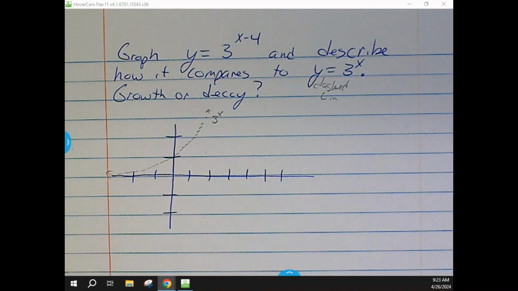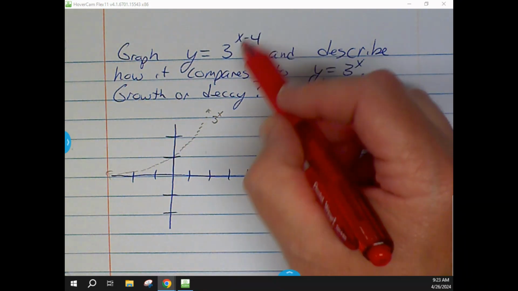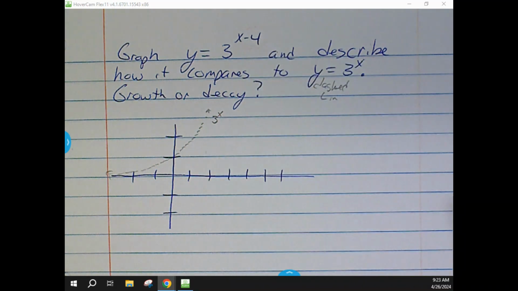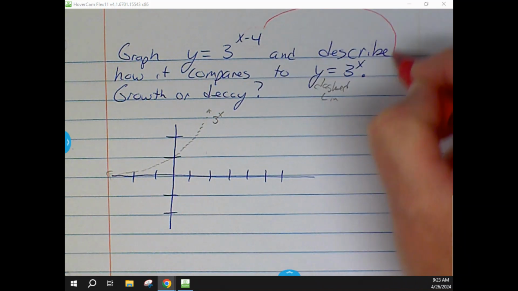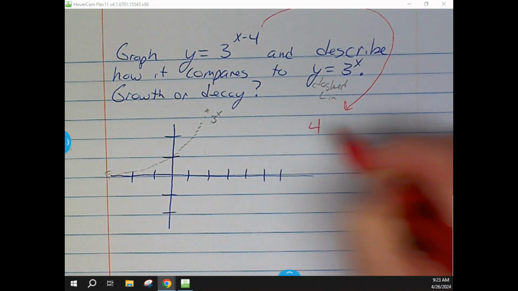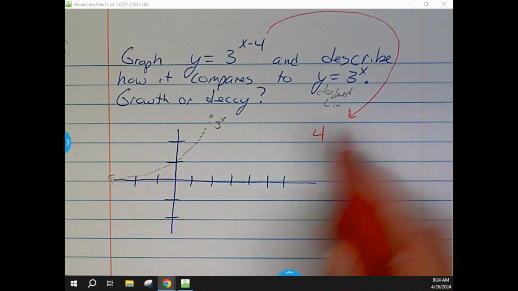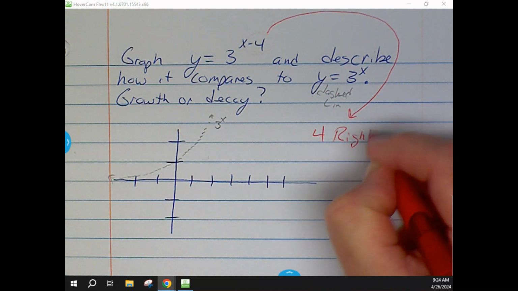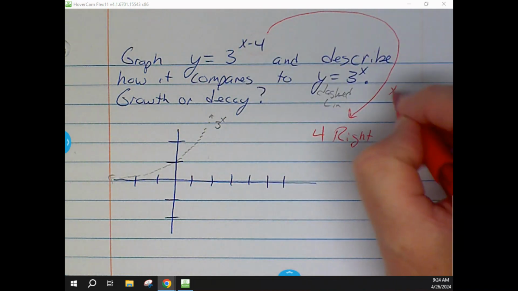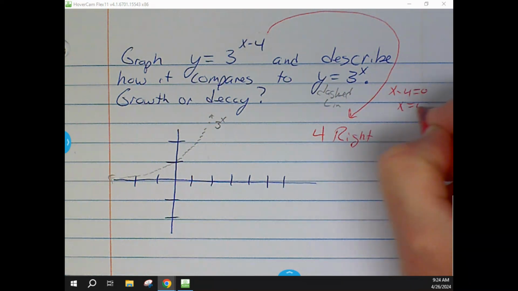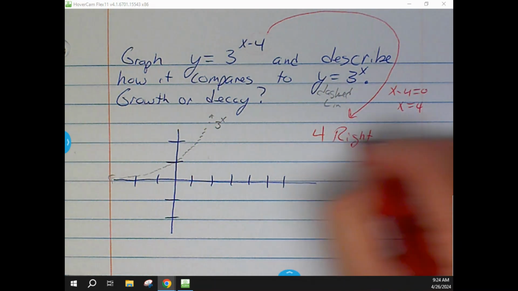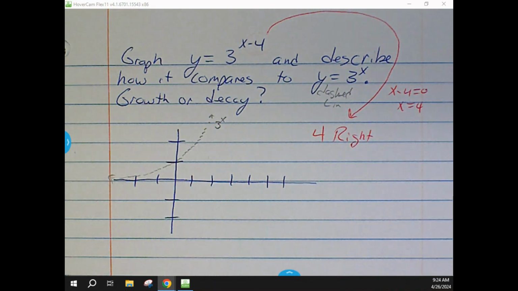Okay, so then the question is, if we've got to graph 3 to the x minus 4 power, what does this negative 4 do to this graph? Which way does it move it? To the left. No, to the right. There you go. To the right. So it should be 4 to the right, because if you take that part and set it equal to 0, you get x equals 4. So it's a positive number, really. So again, we're moving it 4 spaces to the right. So it's always the opposite direction.